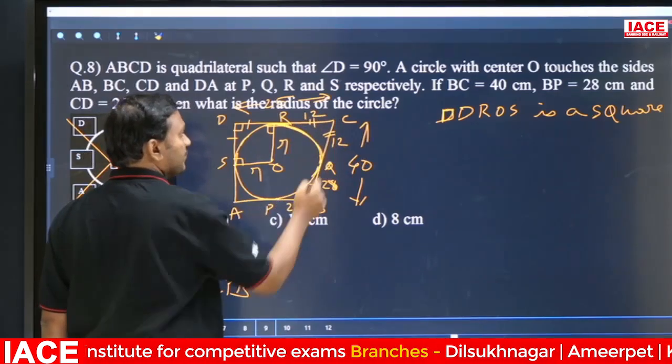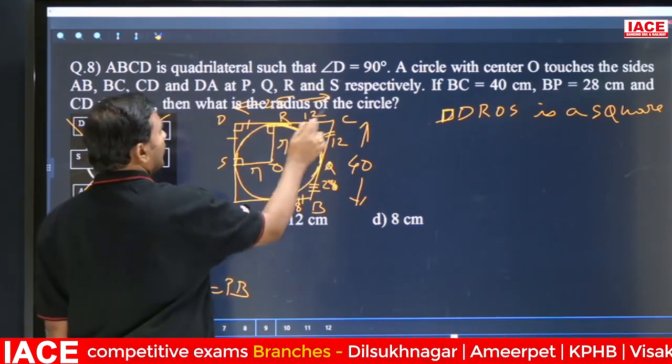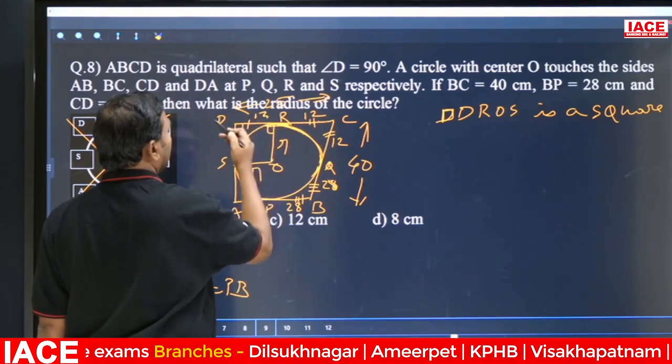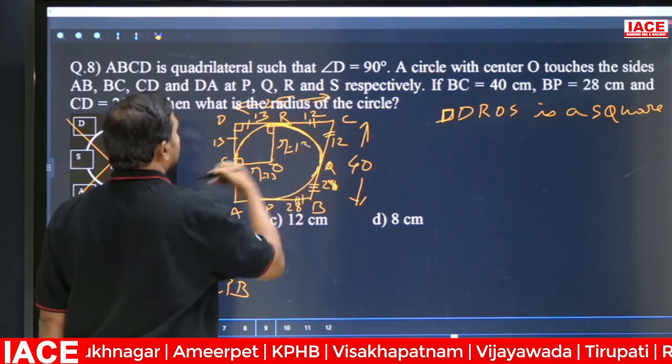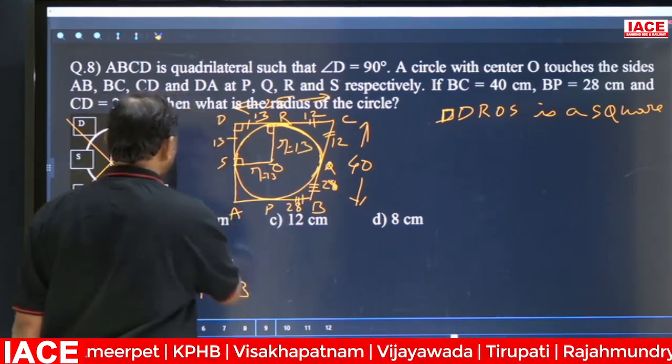12. Why? Because tangents are equal, right? Total 25 means this is 12 means this is how much? 13. So what is the radius? The radius is how much? 13. So option B is the right answer.